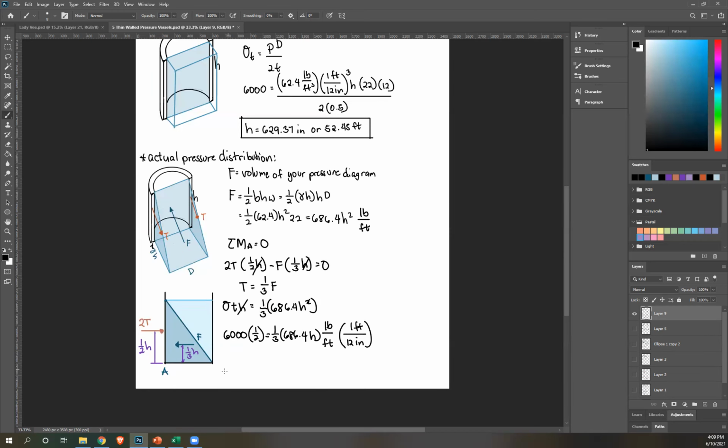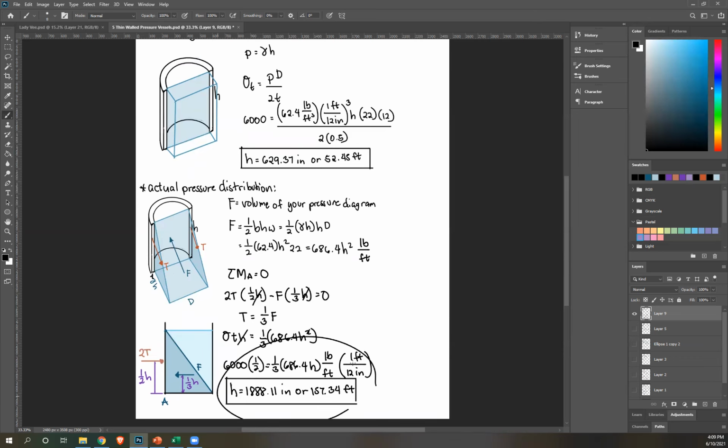Okay. So our answer was in inches. So H equals 1888.11 inches, or it's more convenient in feet for height. So 157.34 feet. As you can see, the actual allowable height is very much larger than from computing from assumption. But this is more conservative.